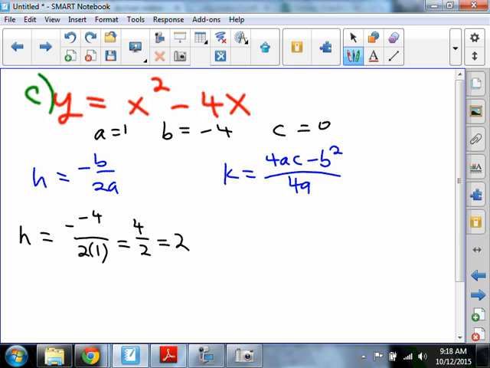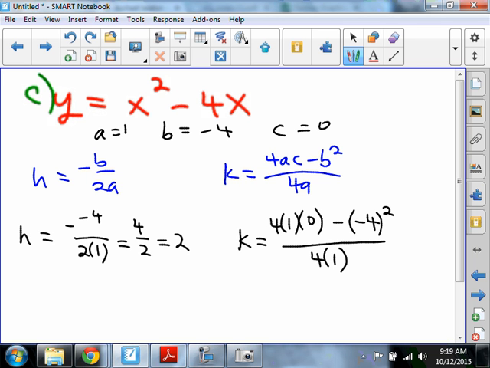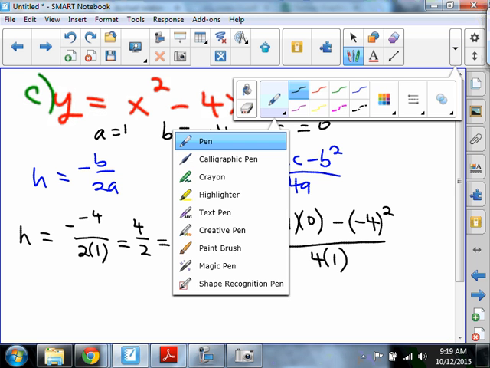Plugging into the formula for k. K is 4 times a, so that's 4 times 1. What's up with the parentheses? Well, I like to use them. Times c, times 0, minus b squared. Here's where people mess this formula up. You've got to be careful on this formula. Minus b squared over 4 times a. So this formula, it's real easy to mess up. It's a nice formula if you know how to calculate with it.